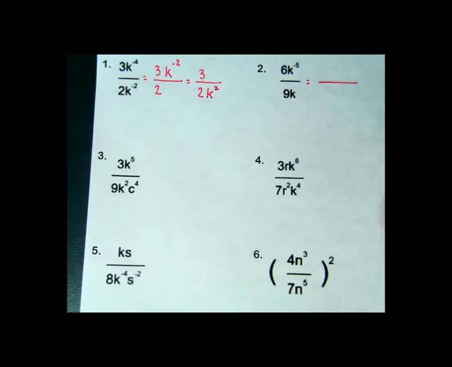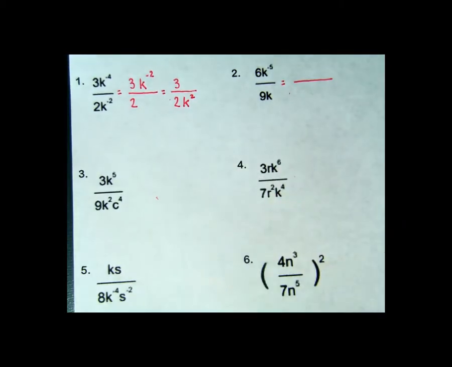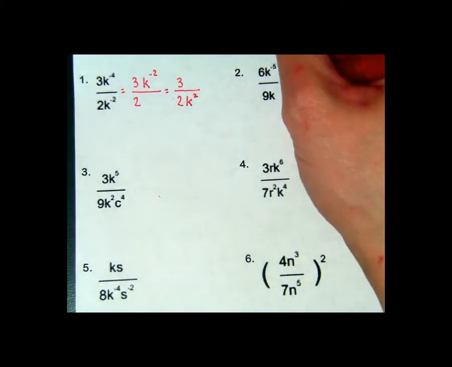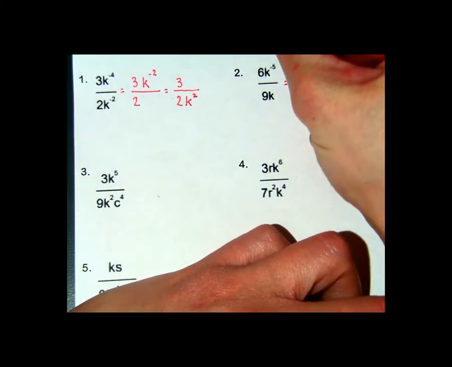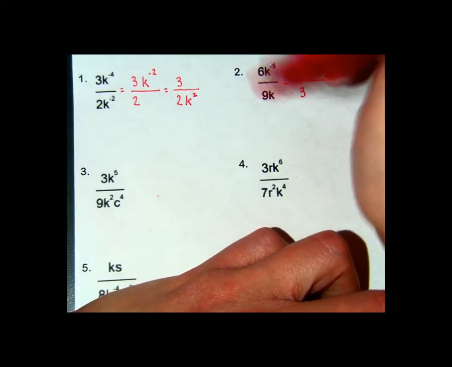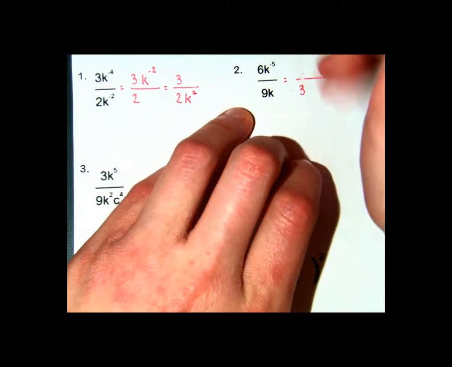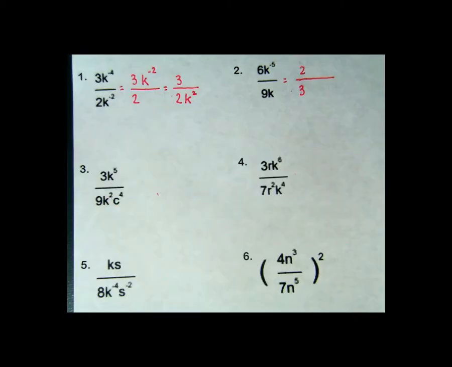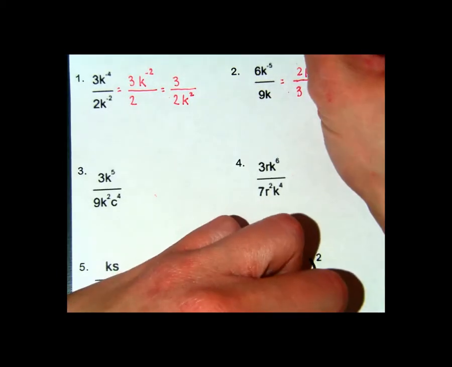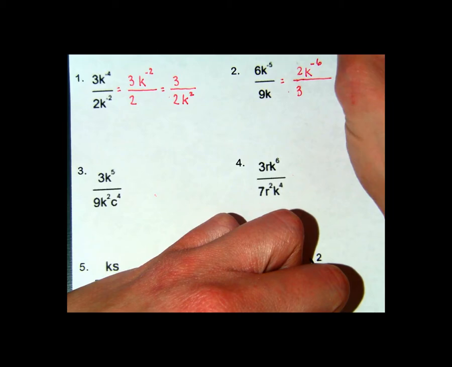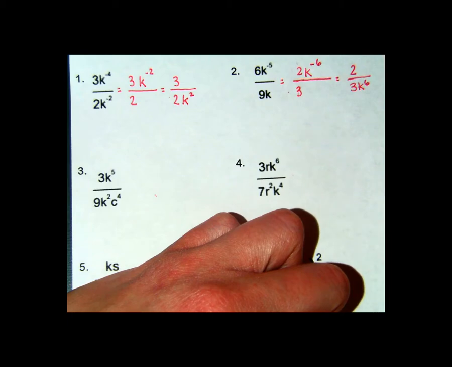If I were you, I would pause this and try number 2 and 3 and 4 and 5. But number 2, I've got 6 over 9. But before I move on with that, 6 over 9 actually reduces to 1 over 3. Excuse me, 2 over 3. It's one of those nice little mistakes. And then I have k, negative 5 minus 1. That is negative 6. Which means I'm not done. K to the 6th needs to come to the denominator.